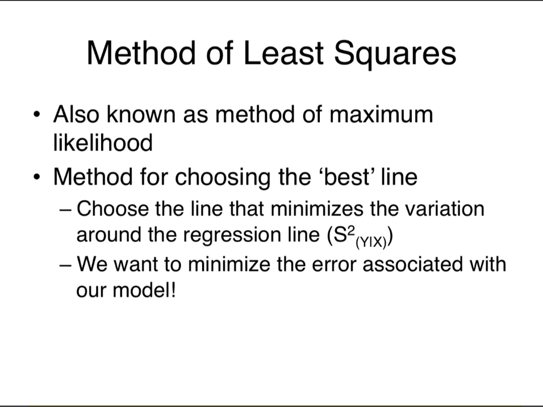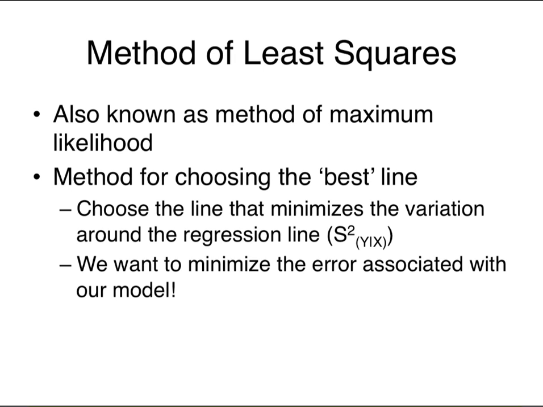So when we fit a regression line to our data, the most common method to find that line is the method of least squares, which is also known as the maximum likelihood method. This method finds the line that minimizes the variation or error around the regression line. In other words, it finds the best line that minimizes the sum of the squared difference between each observed y value and the predicted y value.